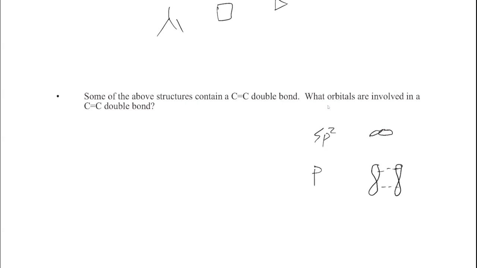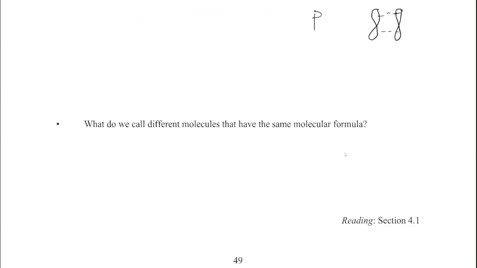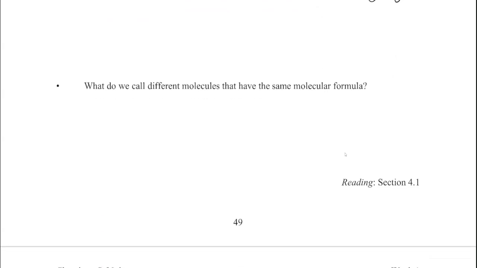But the more important orbital here is the p orbital, because that's what makes the double bond special, since normal single bonds all have a sigma bond. And we just call them isomers. I think we already know that.